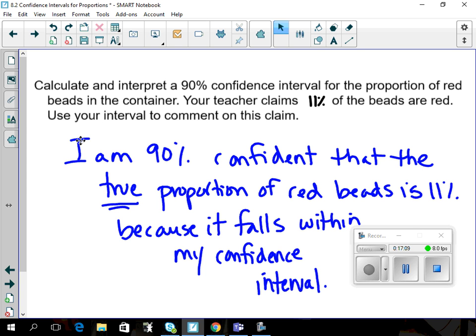Of red beads, we're going to put the claim in there, and you have to say why. Because it falls within my confidence interval, falls within the range. You can use the numbers there if you wanted, like Bryce was saying. Now the group that didn't, you would say, I'm 90% confident that the true proportion of red beads is not 11%, because it does not fall within my confidence interval. Okay? So any questions about that?